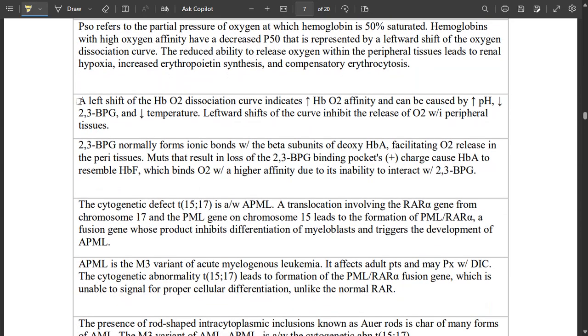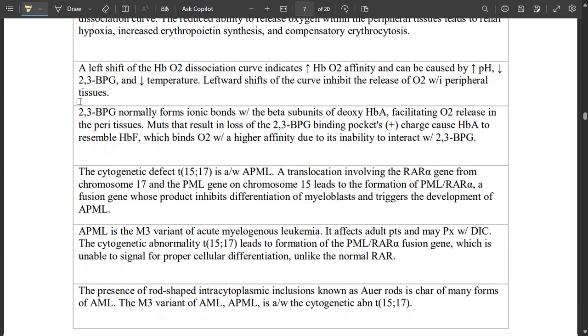A left shift of the oxygen-hemoglobin curve indicates high hemoglobin oxygen affinity and can be caused by increased pH, decreased 2,3 BPG, or decreased temperature. Leftward shifts of the curve inhibit the release of oxygen within peripheral tissues. Understandable again.